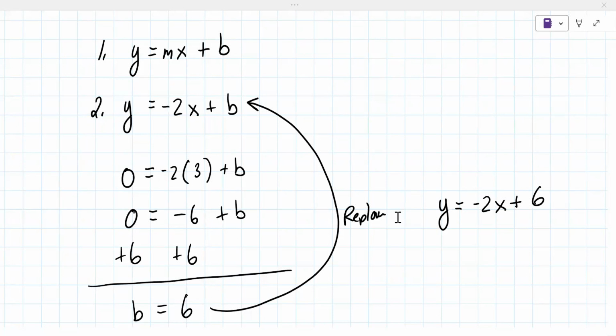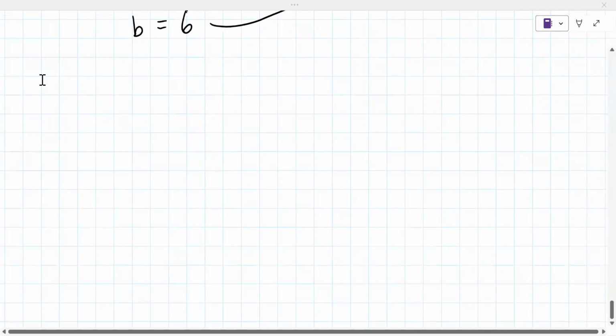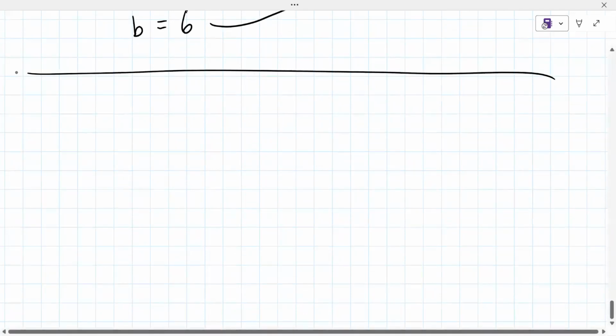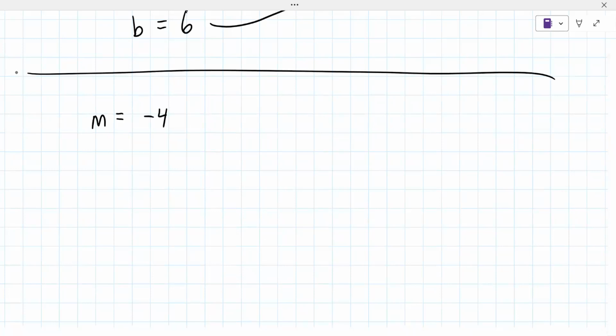Okay, all right, so new problem here. Let's say the slope is -4 and it goes through the point 1, 2. All right, so I want you to give this one a try, please.